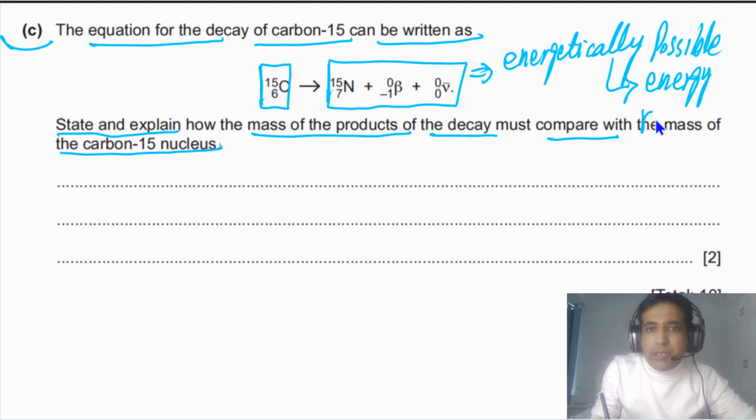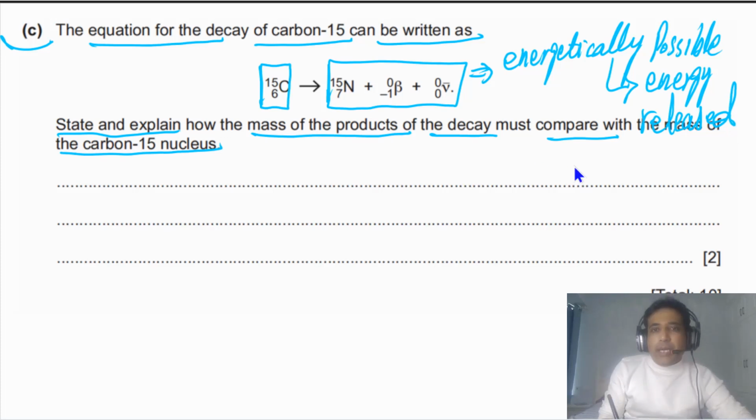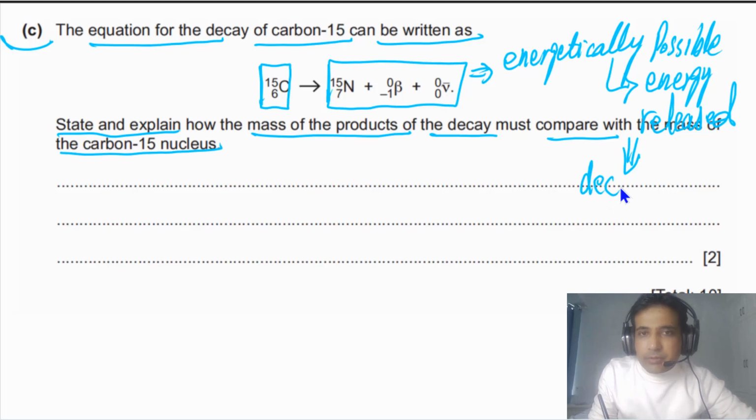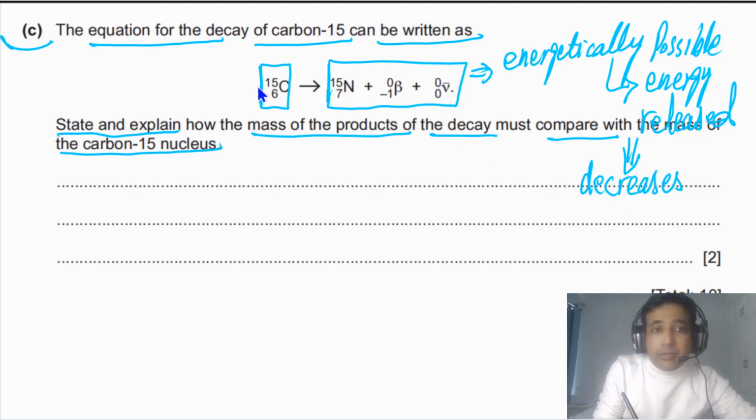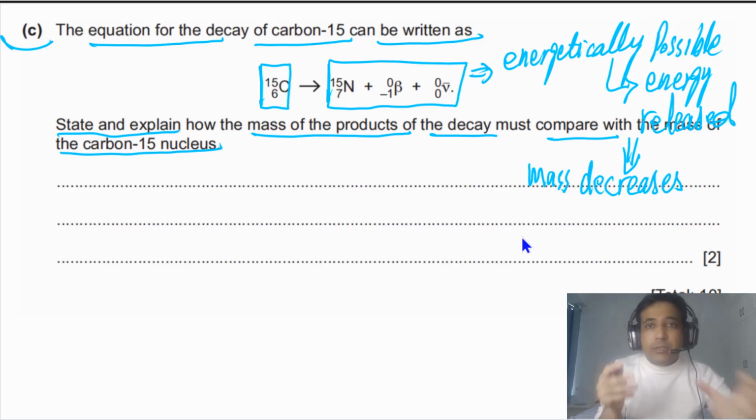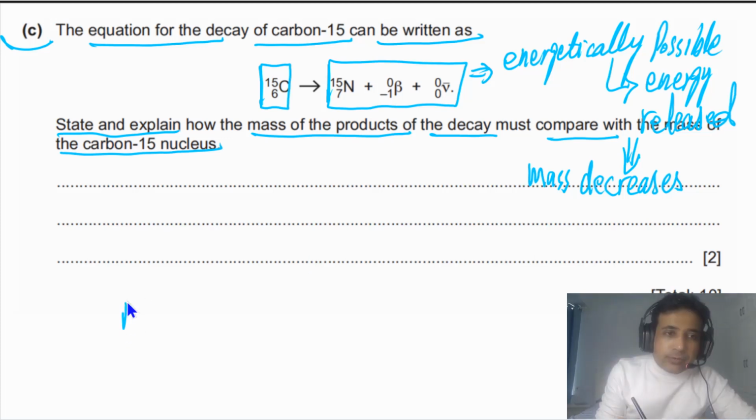So the mass of the daughter products will be lower than the parent nucleus. Mass decreases, because the decreasing mass has been converted into energy released in this nuclear reaction. The energy released we can also calculate with delta E is equal to delta m c squared, where delta m is the mass defect, meaning a decrease in mass. So the mass of the daughter products has to be lower than the mass of the parent nucleus. That's all you need to understand.